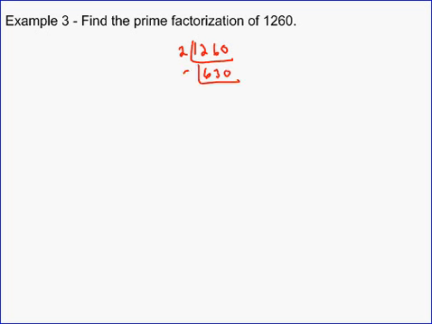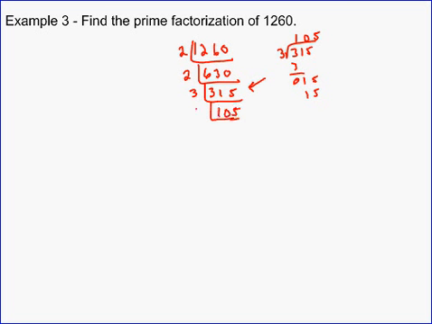Divide this by 2. Well, 2 goes into 630, half of 630 is 315. 2 no longer goes into that, so we look at 3. Now the question is, does 3 go into 315? Well, the answer is yes. The reason I know that is because the sum of the digits of 315 is a multiple of 3. 3 plus 1 plus 5 is 9. So if we divide 315 by 3, we get 105.